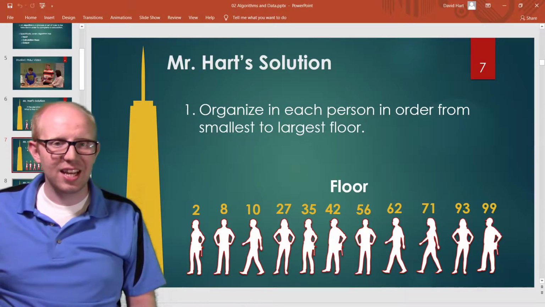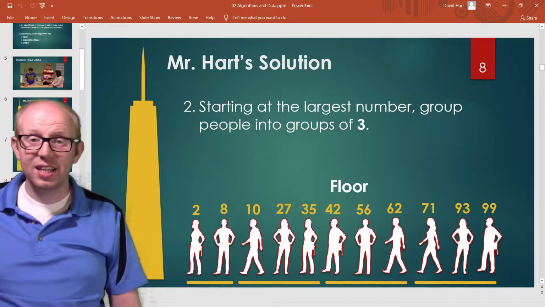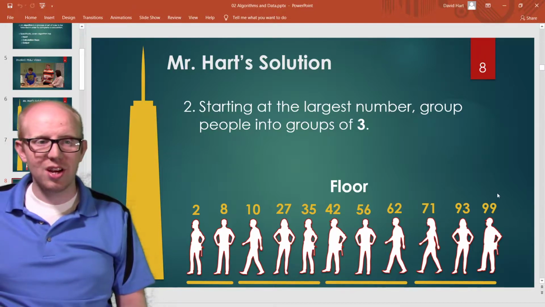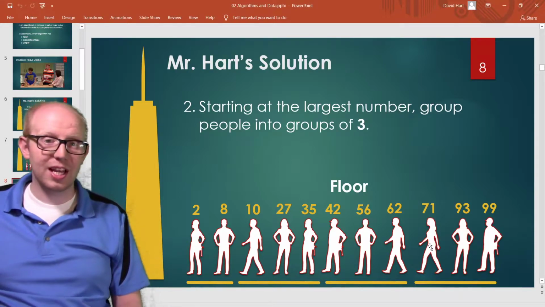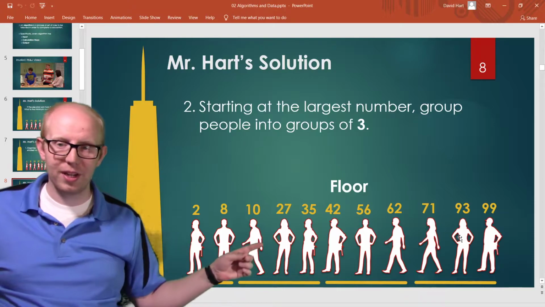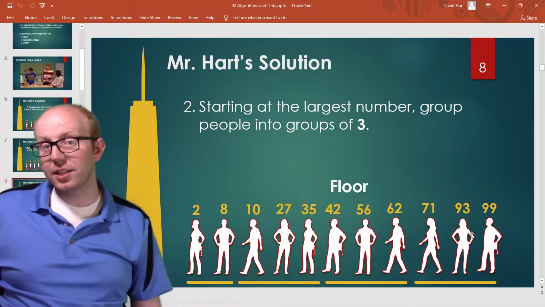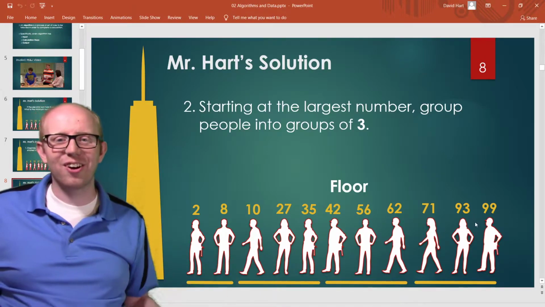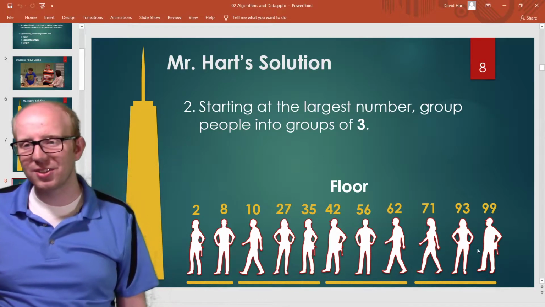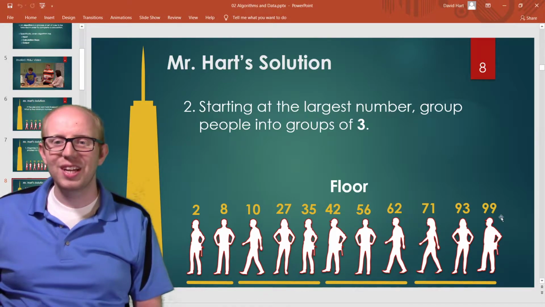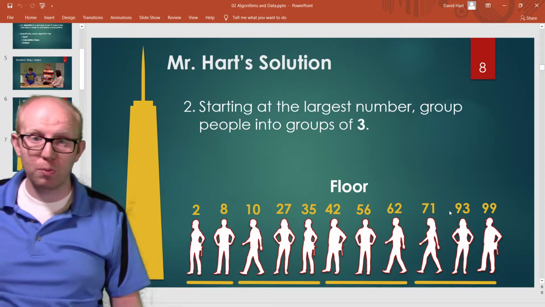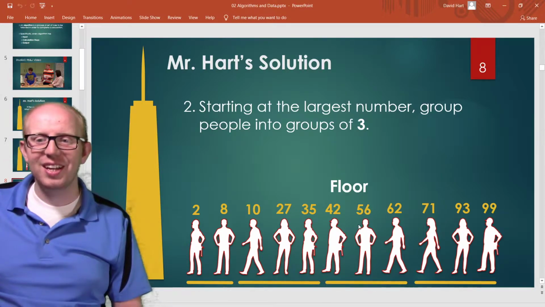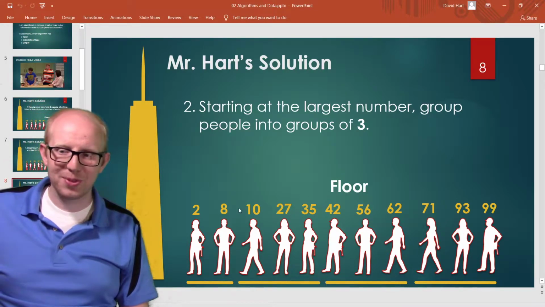So the second step is, starting at the largest number, make sure to group people into 3. That way, the people who have to go up to 71 and 93 get to piggyback off the person already going all the way up to floor 99, so they don't have to do long solo trips. You want to group the biggest numbers first, then group the smallest numbers.